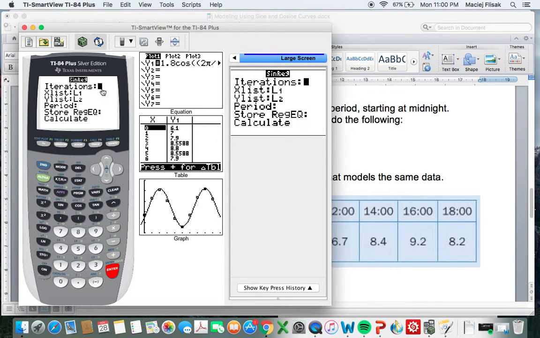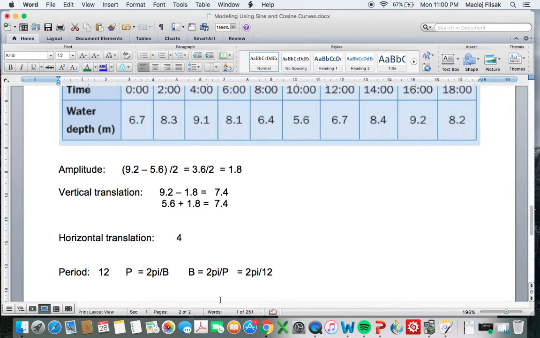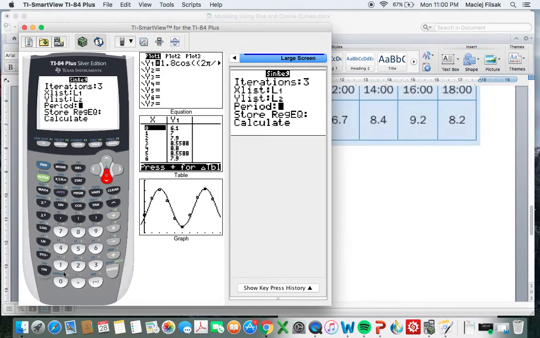Now it says iterations, that's how many periods. Then the list: it's going to take the data from list 1 and list 2. That's perfect. The period, what is the period of ours? I can't remember now, sorry. The period was 12. Okay, so I'm going to put 12 in here as our period. And store the regression. Once it creates the equation, we want it to store it. We don't want to have to write it down. So I want to store it in one of the y equations.